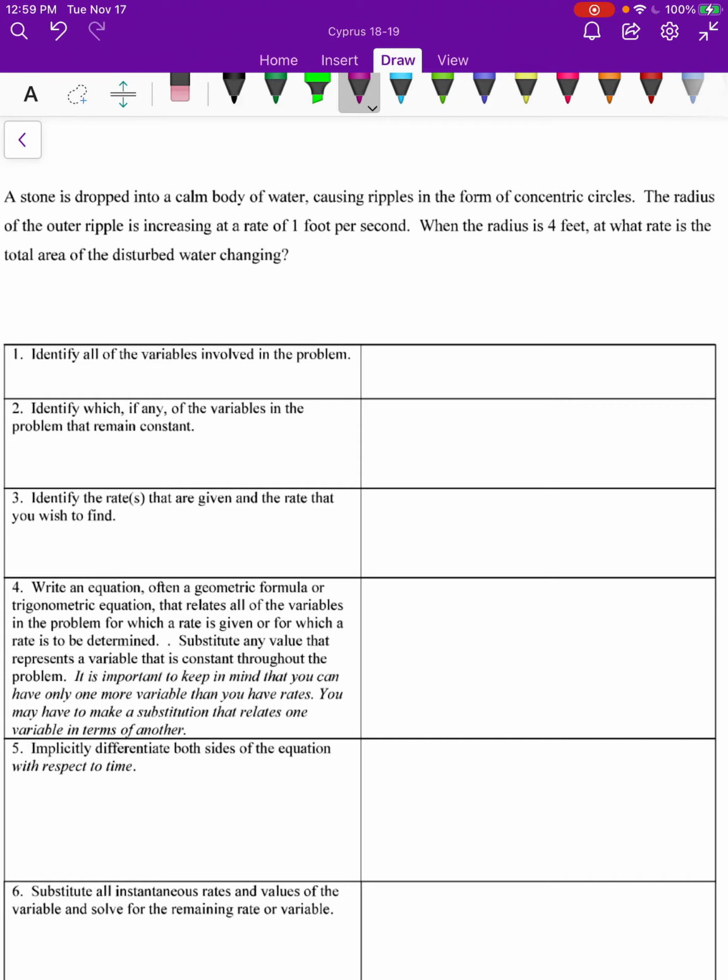Okay, variables that are involved in this problem. They did tell us that the radius is changing, so that is one of our variables. And something else that they're asking us to look at is the area. So radius and area are the variables here. Do any of them remain constant? No, because they tell us the rate of the radius is 1 foot per second. That's how fast that's changing. It's increasing. And then they ask us to find the rate the area is changing by. So there are no constant variables.